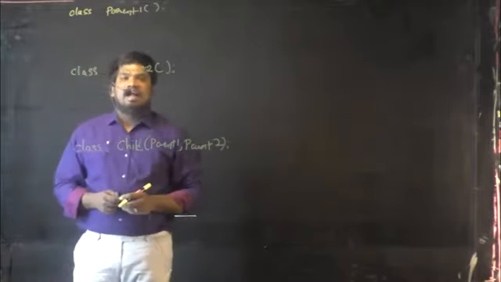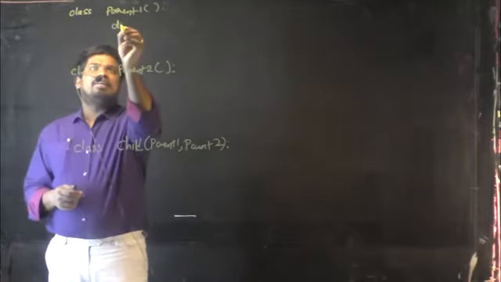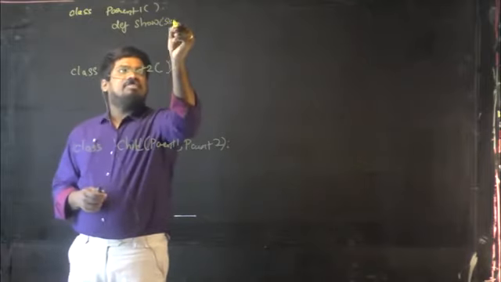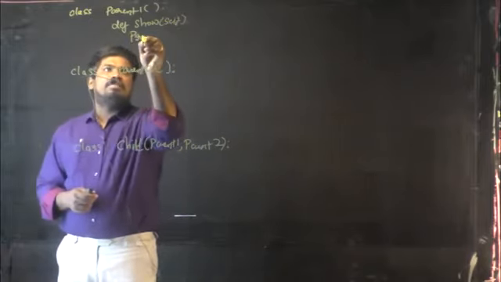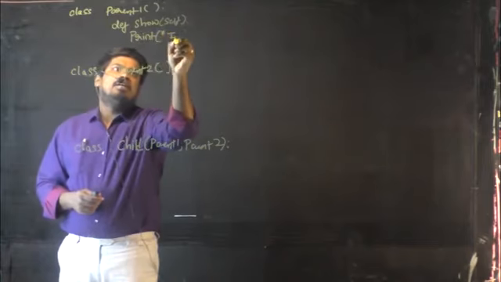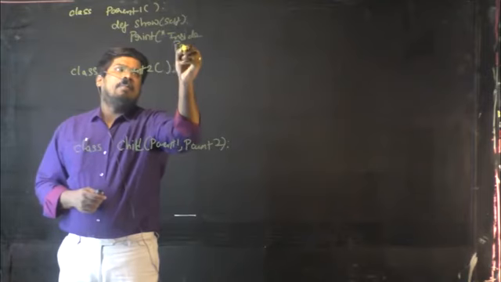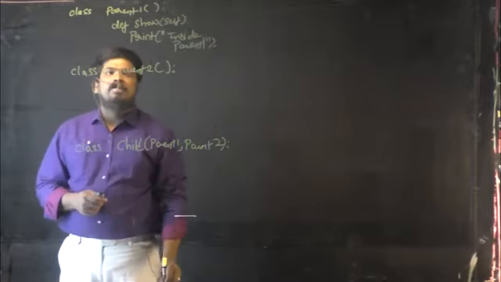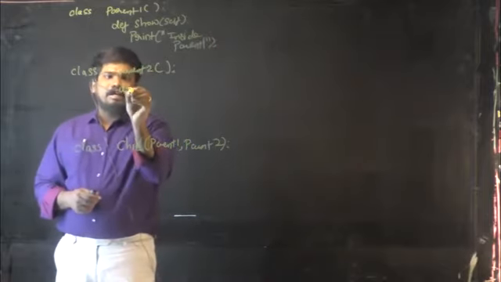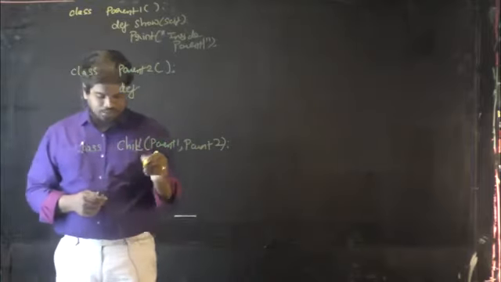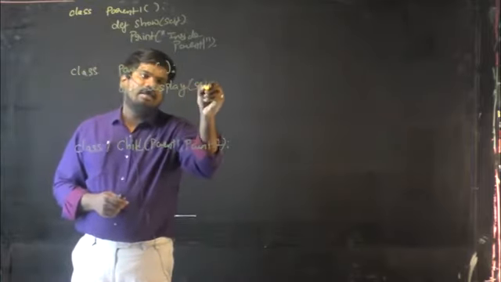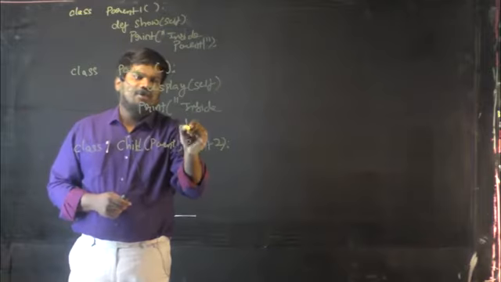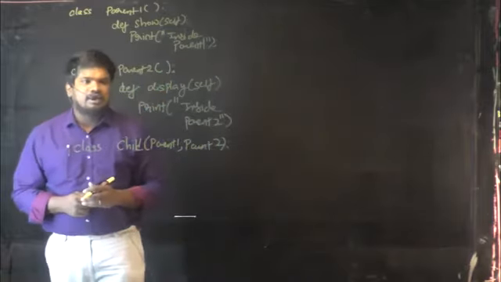So this is my class, and inside this I am writing one function definition of show, and here I am passing self as an argument. So print "inside parent 1". Here I am taking one more function, def display, and here I am taking self as an argument, and next I am taking a print "inside parent 2".